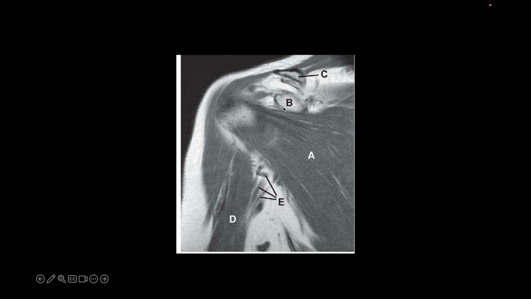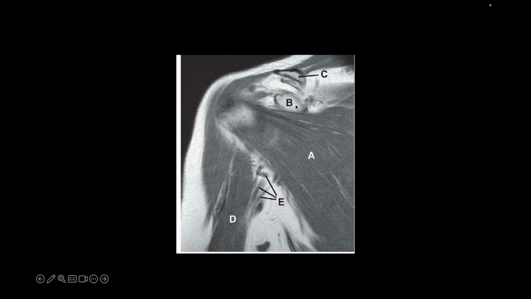This is a good example of just orientating yourself. So this is a coronal MRI of the right shoulder. You then need to ask yourself, what is this? Is it infraspinatus or is it subscapularis? It's subscapularis just because of the orientation of things. So A is subscapularis, which is attaching to this bony bit here, which is your lesser tuberosity. The infraspinatus, remember, attaches to the greater tuberosity, which is around here, on a different slice, of course.